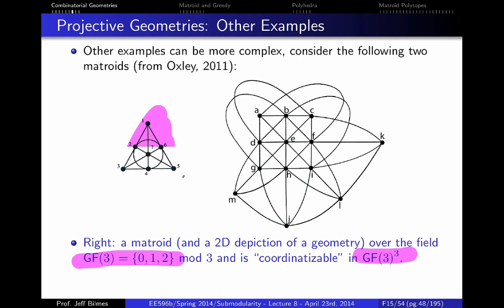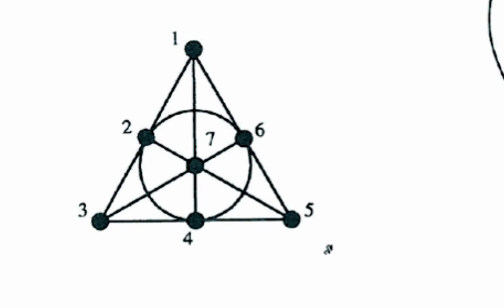Here's another one. It's an interesting one where this set of points, 2, 6, and 4, are dependent. They have rank 2. But so does 3, 7, and 6. Right? So here's a set of points that are dependent. Here's another set of points that are dependent, and so on and so forth.